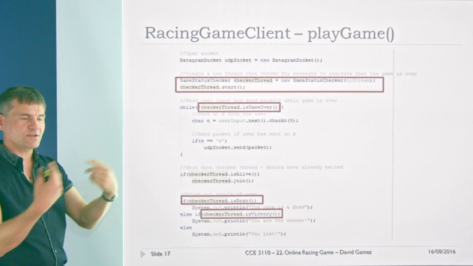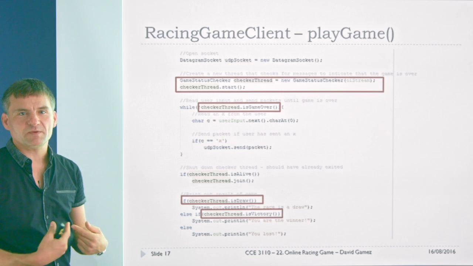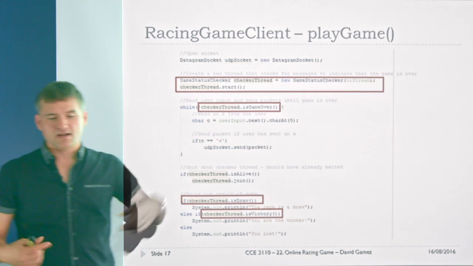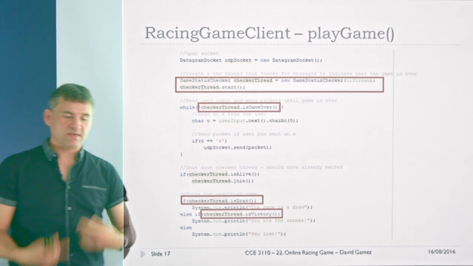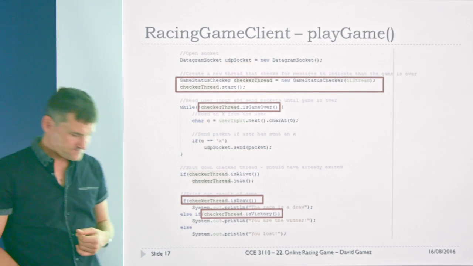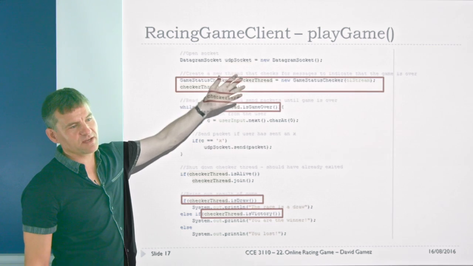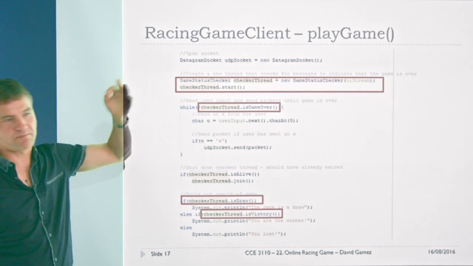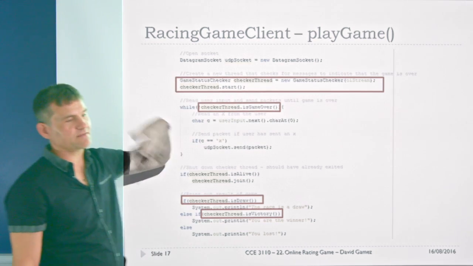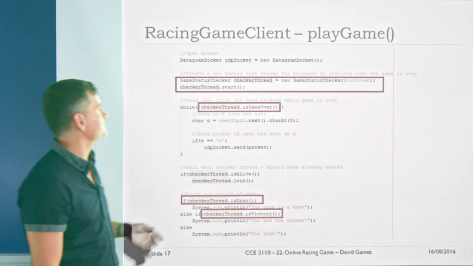So the server needs to notify the client about the status of the game and whether the game's been won or lost. The problem is that the main client thread is busy reading input from the user and sending off the packets to the server. To receive the messages from the server, we need another thread. It's like a blocking read. So the only way we can do that is by having a separate thread that sits there waiting for notifications from the server about whether the game has been won or lost.